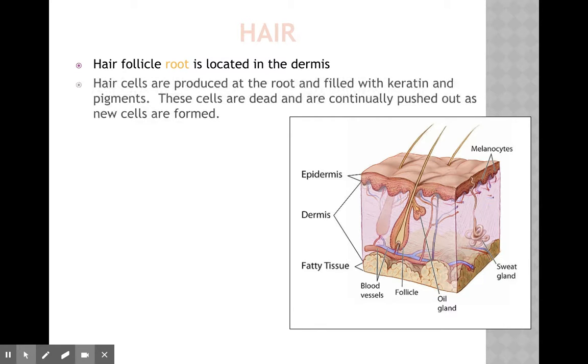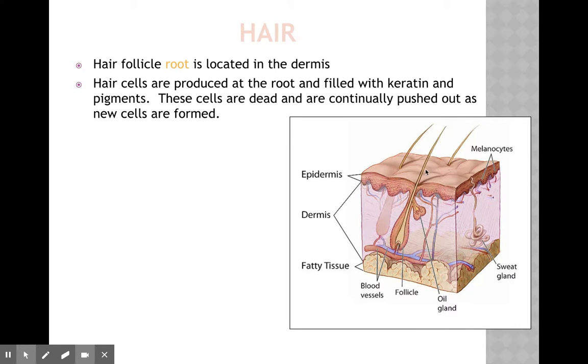So the hair follicle root is located in the dermis. So if you look at this picture here, right, here's our follicle here. The part that's in the dermis is called the root. How does hair work? Hair that's coming out of your head, for example, is actually dead skin. But we have cells that are dividing and that are filled with keratin and pigments. We know that hair has different color depending on the pigmentation that is in the area where these cells are dividing. And they're being continuously pushed out as new cells are formed.